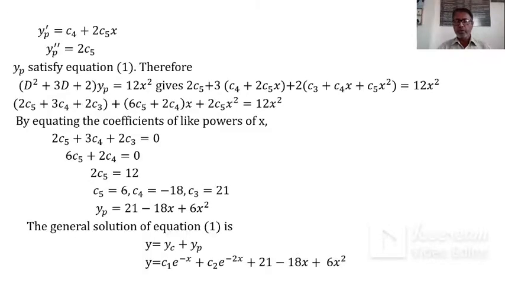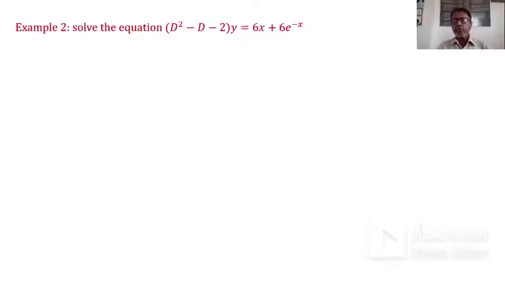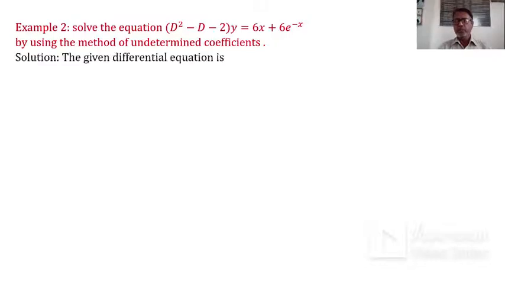Now we want to see another example. We want to solve the equation d square minus d minus 2 of y is equal to 6x plus 6 e to the power minus x by using the method of undetermined coefficient. Now in the solution, as usual, we first find the complementary function of this non-homogeneous differential equation.